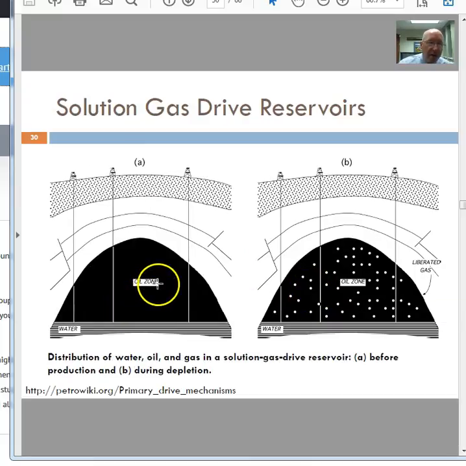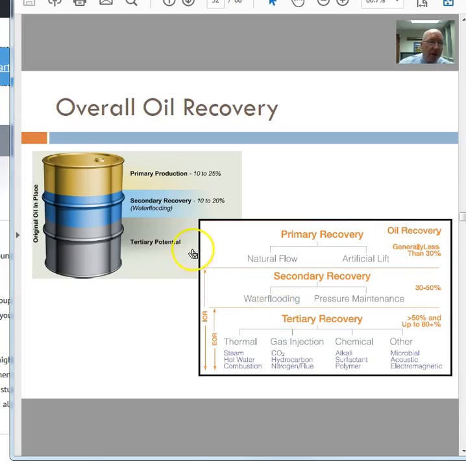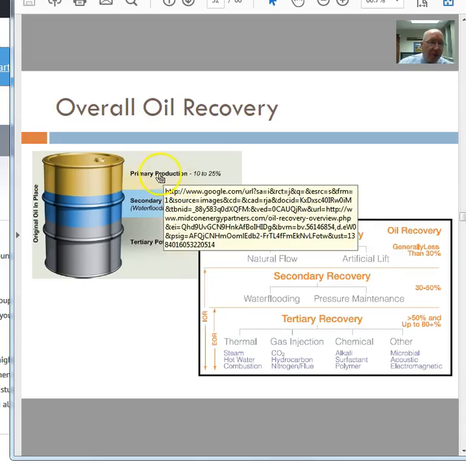We looked at water drive, solution drives, and you can see if it's just a solution drive, probably going to get the least oil. Then as you get a gas cap, it gets a little more. If you add gravity in there, even more. So with gravity working for you, even more. And just a pure water drive, like he said, that's an easy one that can get you a lot of oil.